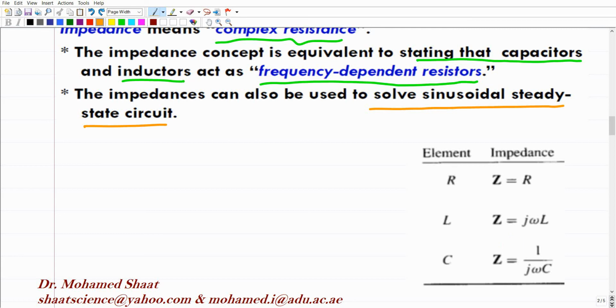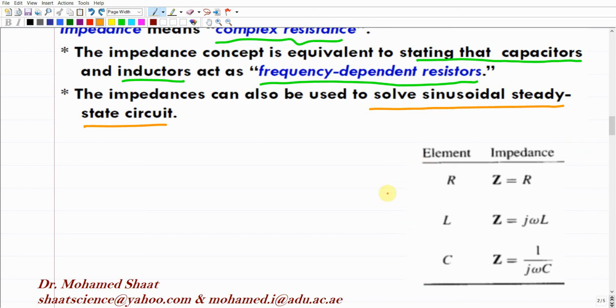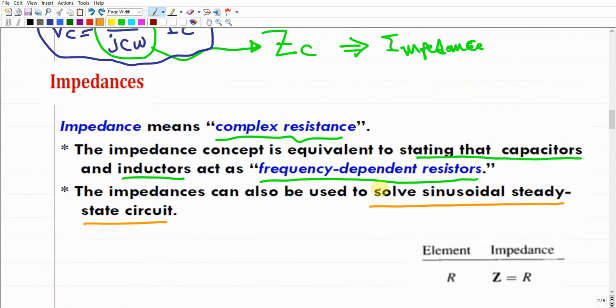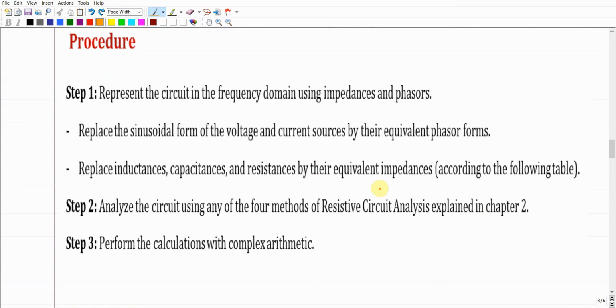For any capacitance, any inductance, any resistor, this table is applicable. We can apply it all the time. This is the expression for the impedance of a resistor, capacitor, and inductor, whatever it is. Make sense? So this is the key idea of the impedance, and the procedure for how we can use this impedance and the phasors. Phasors and impedance mean that we are going to convert to the frequency domain.